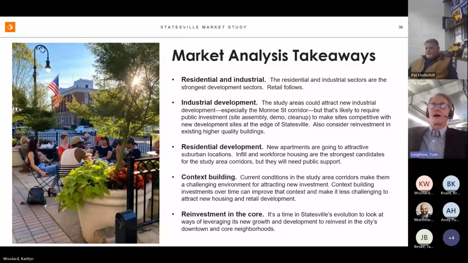So those are the little windows into the market analysis that I wanted to show for this presentation. We have a lot more data and illustrations that we can share with you and that are available. But I wanted to summarize. We also talked to a couple of individuals in the development community. How are we applying that to our study areas? Certainly the first bullet point here is that residential and industrial developments have the most demand currently, and other development will follow that demand.